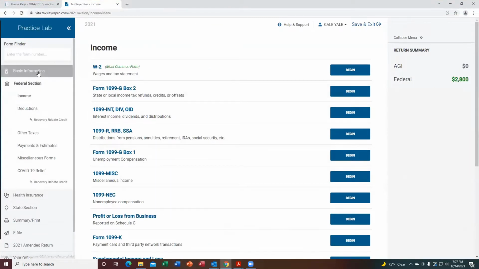If you notice here along the left side of the screen, you'll always have the tree of the information as you're working through it. So right now we're already in the federal section and we're in the sources of income. Based on the information that's provided, we have 2 W-2s. So that's what we're going to enter first. So I'm going to begin.